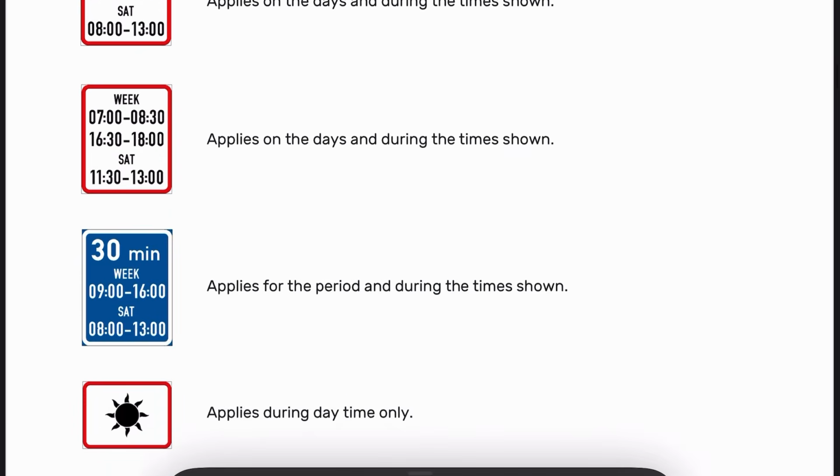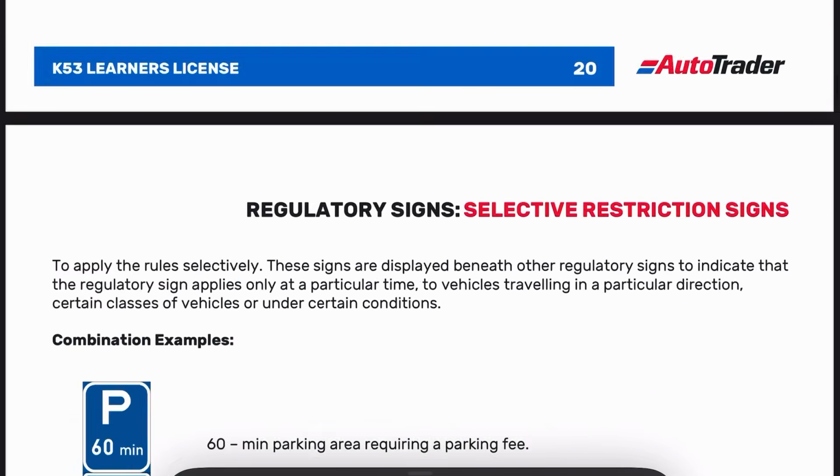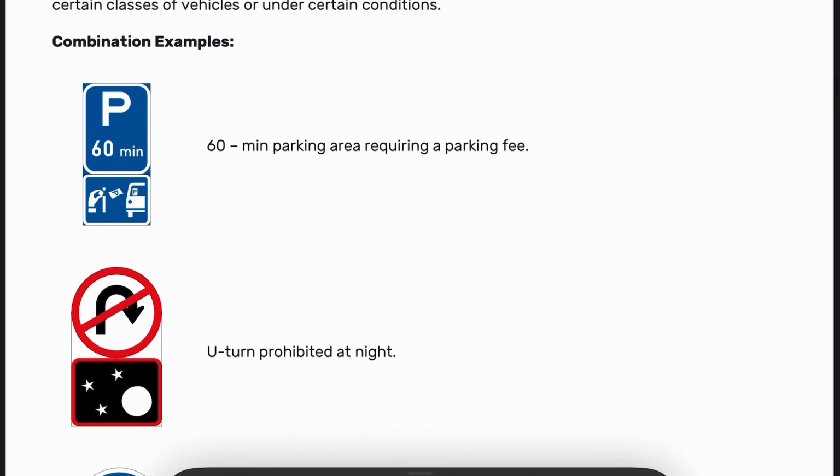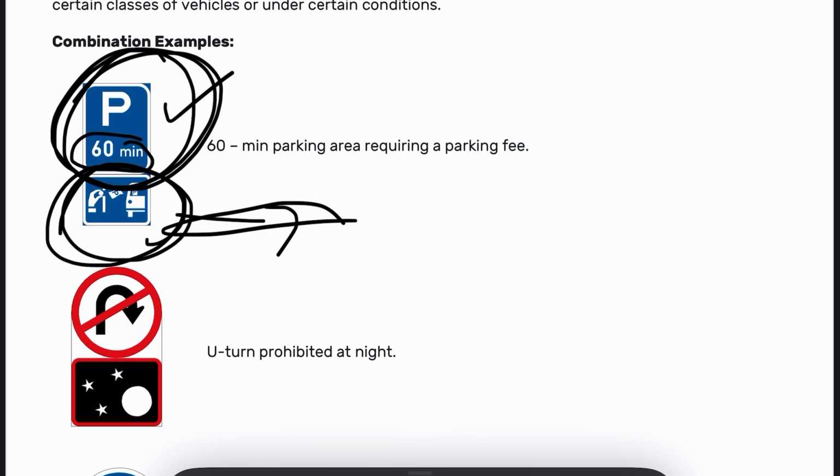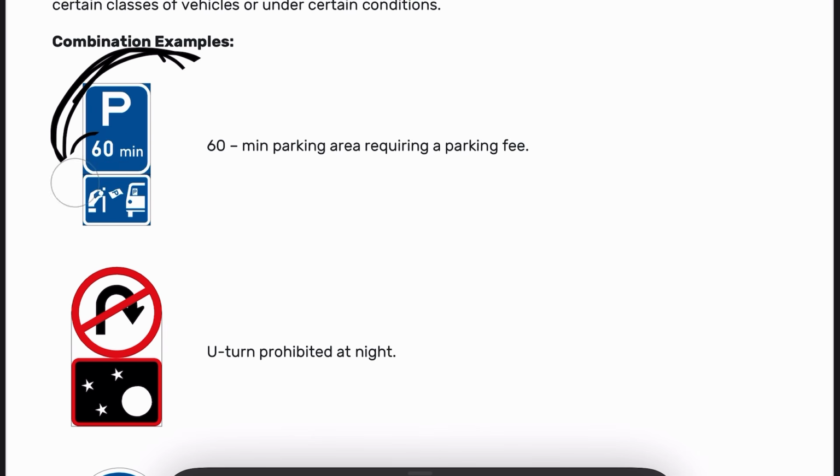All right, let's look at the combination, the example there. You see, parking for 60 minutes. This sign works as a primary sign because it's under what? Reservation signs. Parking for 60 minutes, but this one says what? Requiring a parking fee. Okay. You park for 60 minutes, but it requires a parking fee.